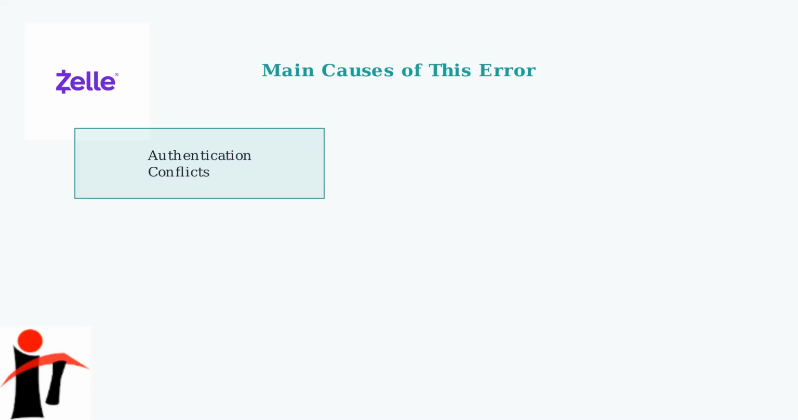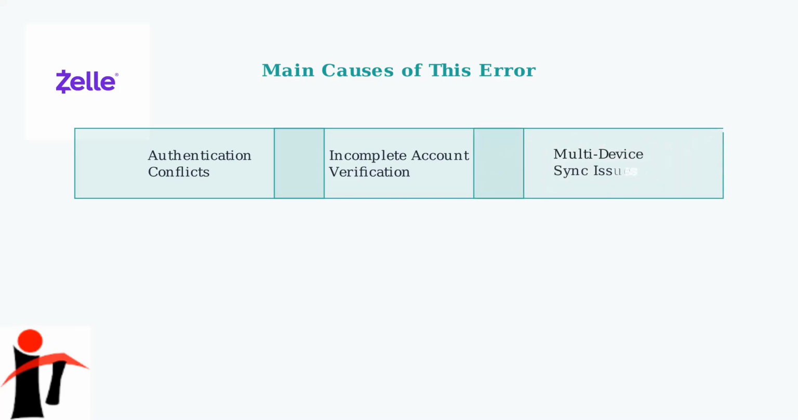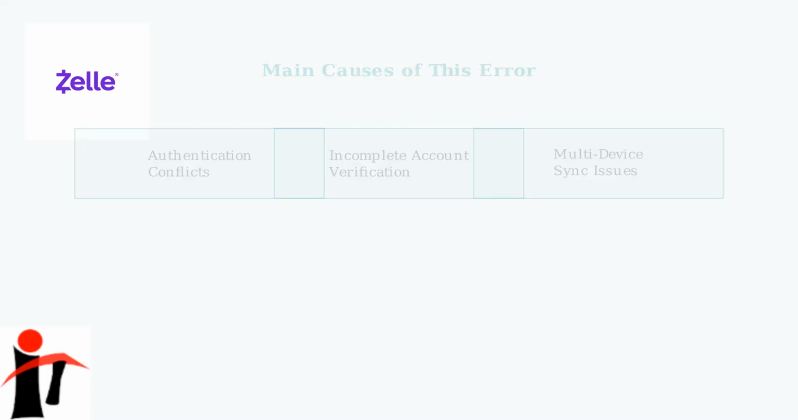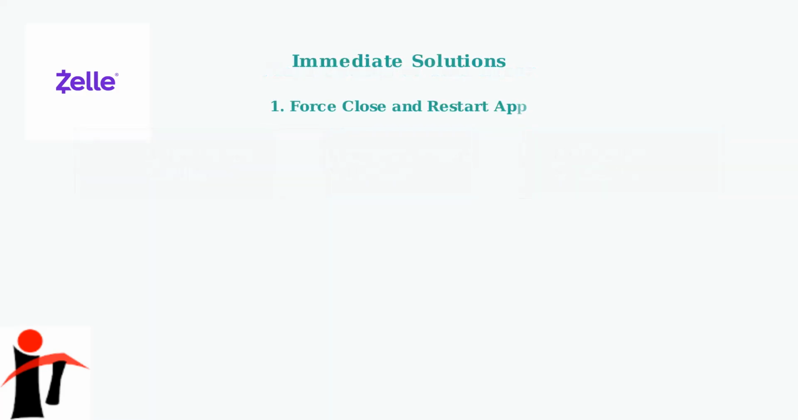First, authentication conflicts occur when there's a mismatch between permissions stored on your bank servers versus Zelle's central database. Second, incomplete account verification happens when users haven't fully completed their Zelle enrollment process or have pending security reviews. Third, multi-device synchronization issues arise when you access Zelle from multiple devices or banking apps, creating permission conflicts due to inconsistent session management.